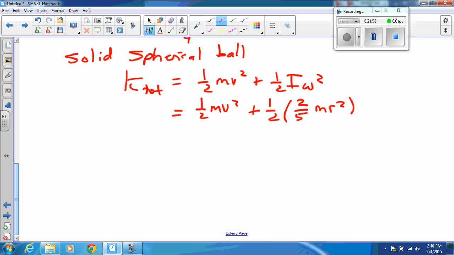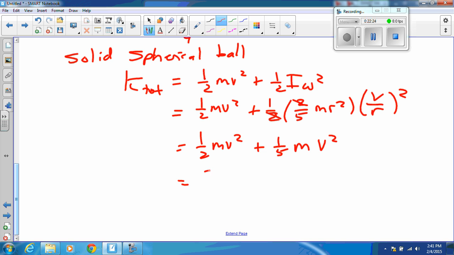Yep. So I can substitute for the I. And again, because I am rolling without slipping, I can substitute v over r in for omega. Here's my rolling without slipping condition. And when I clean all this up, halves go away, my r squareds cancel, and I get just v squared left behind. What is 1/2 mv squared plus 1/5 mv squared? 7/10 mv squared.